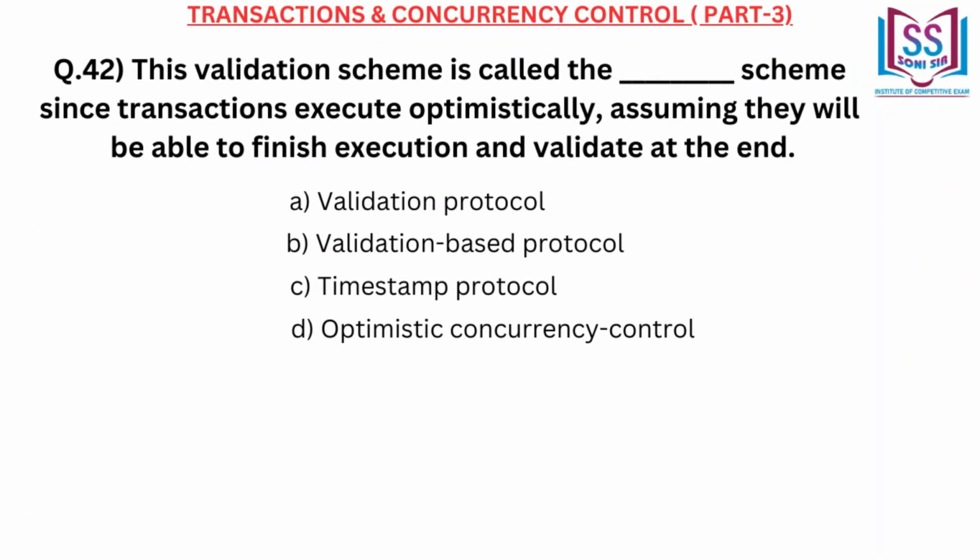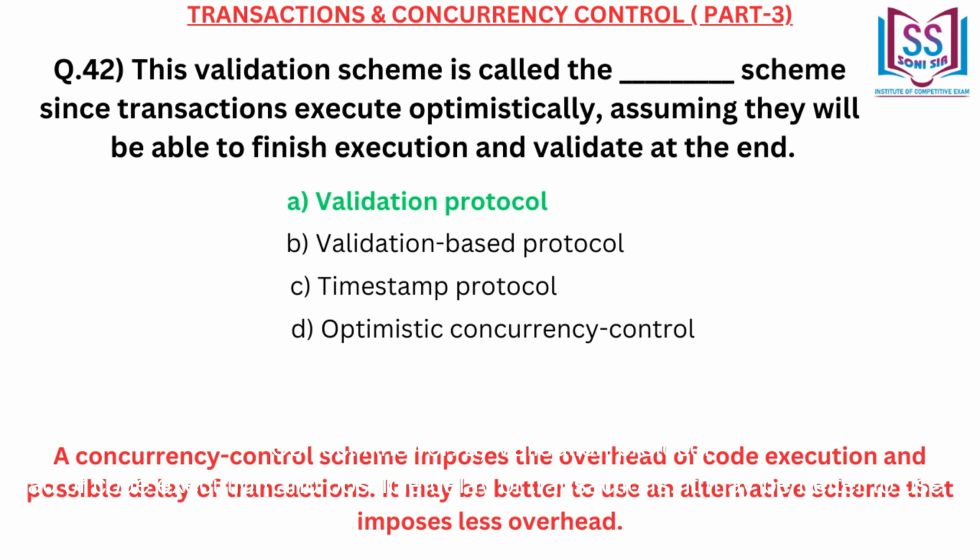This validation scheme is called the dash scheme since transactions execute optimistically, assuming they will be able to finish execution and validate at the end. A. Validation protocol. B. Validation-based protocol. C. Timestamp protocol. D. Optimistic concurrency control. Correct answer A. Validation protocol. A concurrency control scheme imposes the overhead of code execution and possible delay of transactions. It may be better to use an alternative scheme that imposes less overhead.